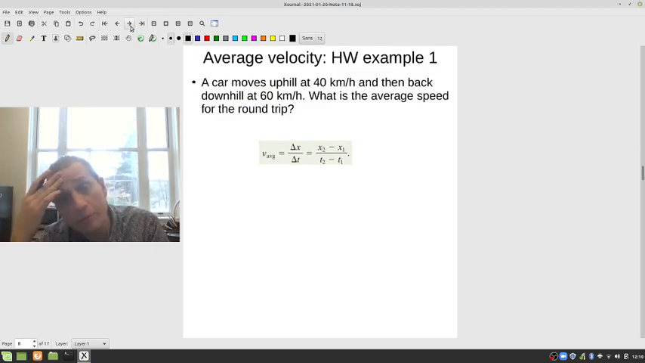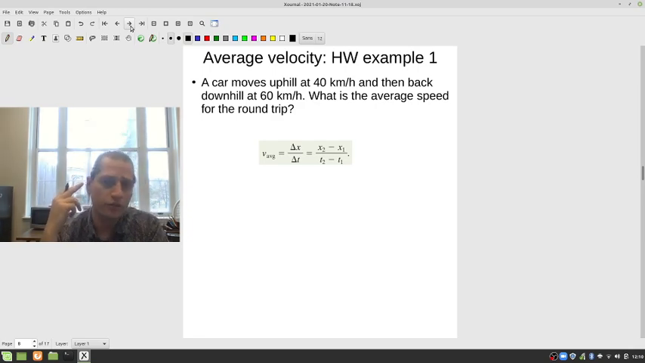All right, so let's look at a problem that just uses this idea. This is one of your homework problems for this coming Monday. It says a car moves uphill at 40 kilometers per hour and then back downhill at 60 kilometers per hour. What is the average speed for the round trip?